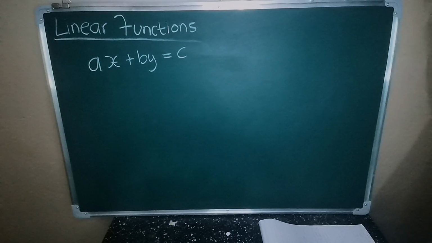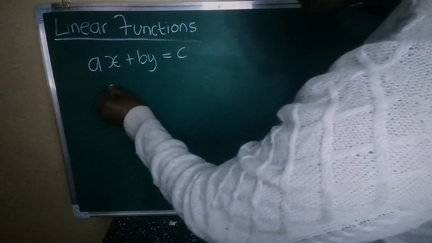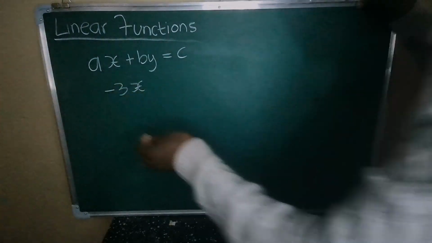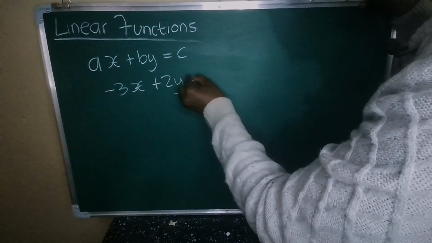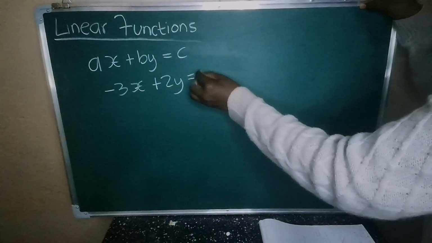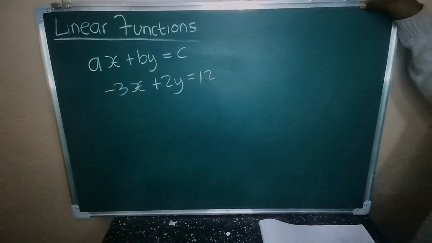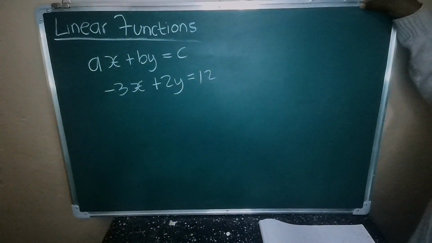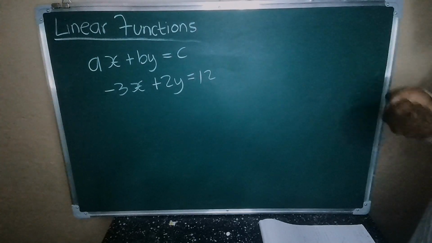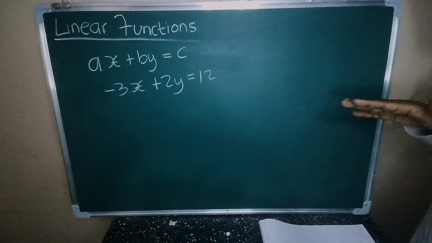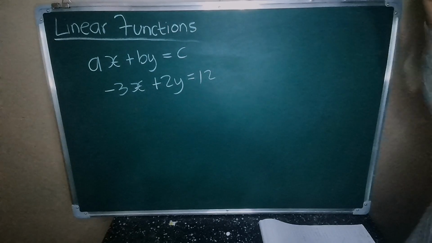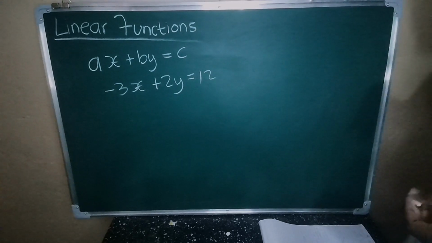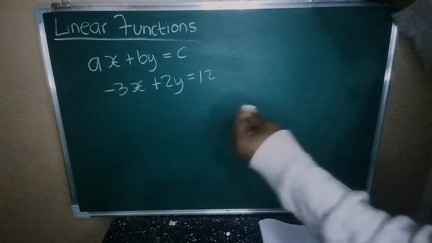in the question. For an example, if we have negative 3x plus 2y is equals to 12, then the question will say draw this function. How will you draw this function, guys? One of the techniques you use to draw the function of any graph is to just find the x and y intercepts. It's very simple in that way.